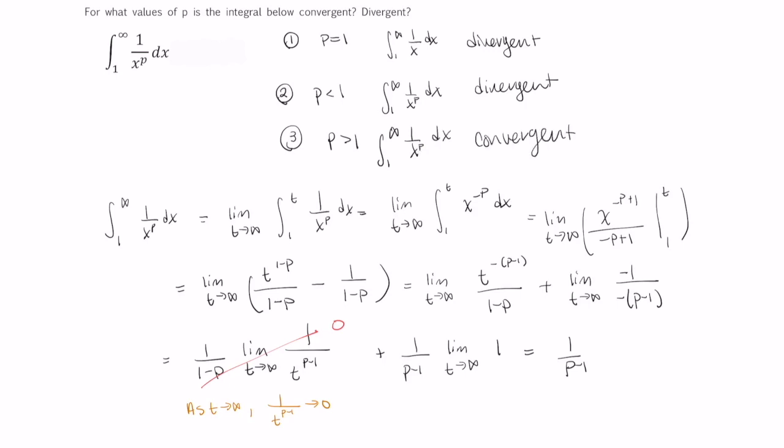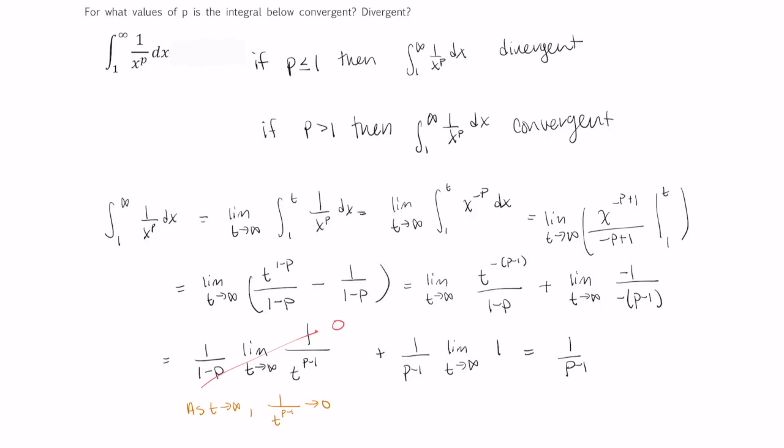So now that we've done all of these three cases separately, I'm going to condense them into two. So there we have it. If p is less than or equal to 1, then this integral is divergent. If p is greater than 1, then this integral is convergent. This is definitely a key concept to remember. So please write this down somewhere, highlight it, tab it with a Post-it note, anything so you can remember this.